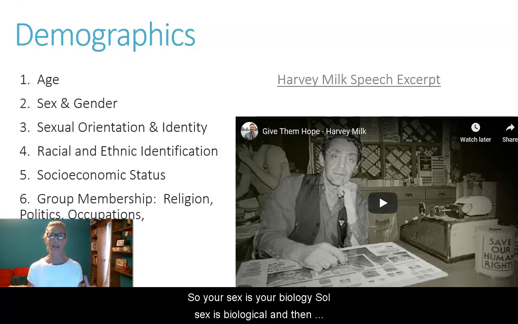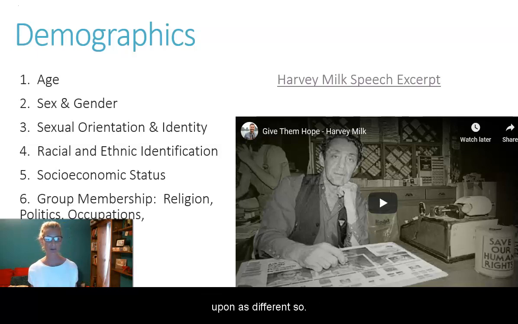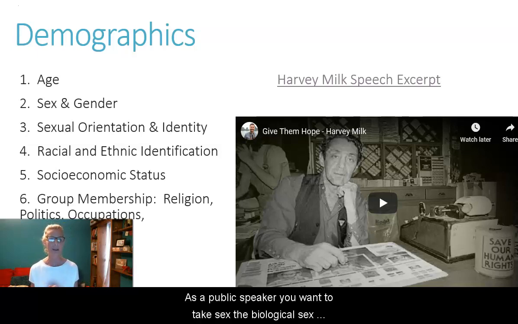So your sex is your biology, so sex is biological, and then gender is really kind of how we perform our sex. And gender is mutable. How we perform our gender is really based on the culture that we live in. Your culture has a set of social norms or expectations of how you are supposed to perform your gender. And if you defy those norms, then you could be outcasted, or you might be looked upon as different.